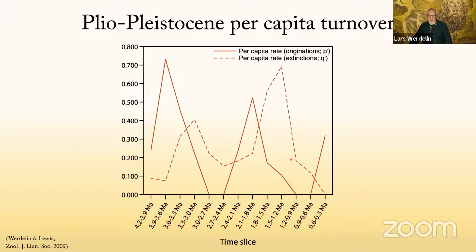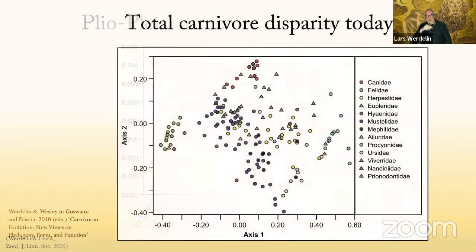So the species that remain at this time, about a million years ago, are those that had generalized enough adaptations to survive changing times in terms of both climate and environmental change and change in the competitive regime.